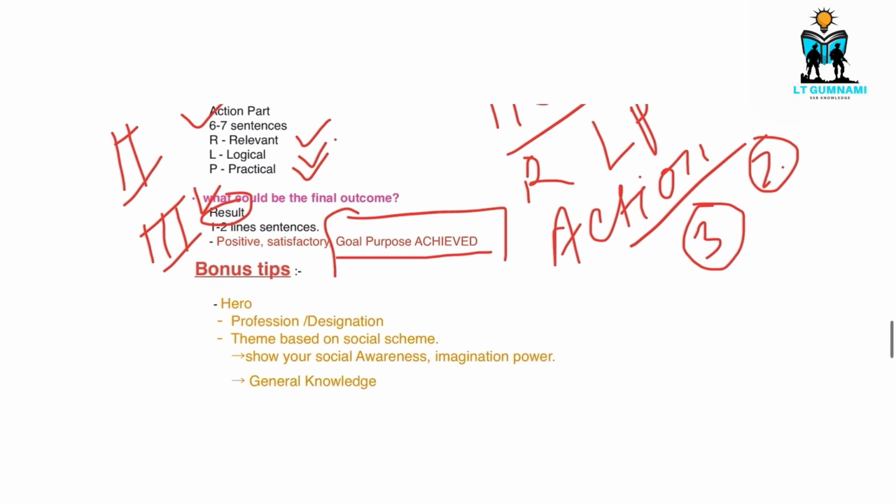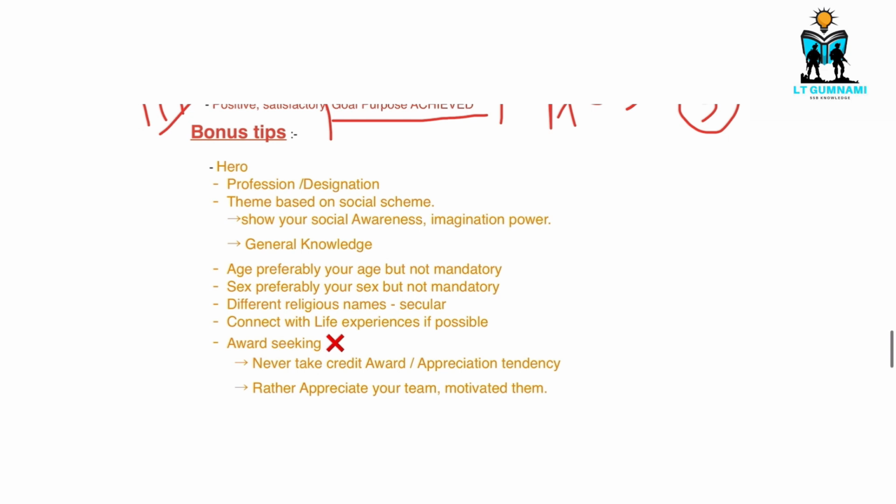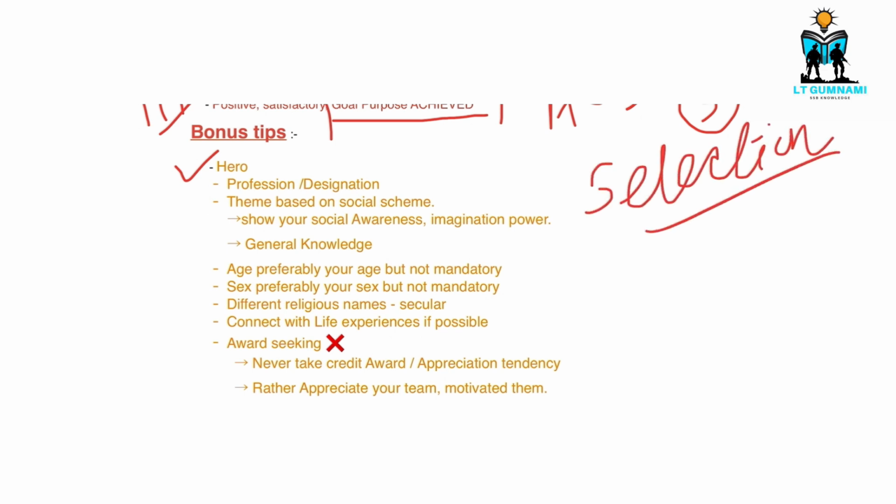So there are a few bonus tips that you can remember to make your story more perfect. First of all, your hero. Selection of your hero is very much important, because your hero depicts you and your qualities. Your hero should be Ram like.